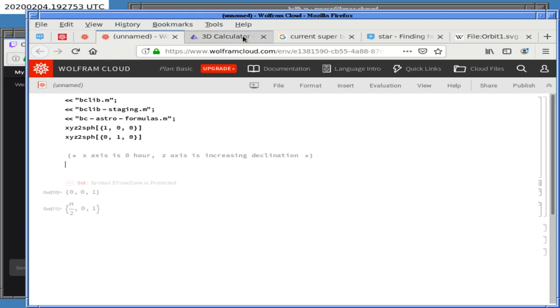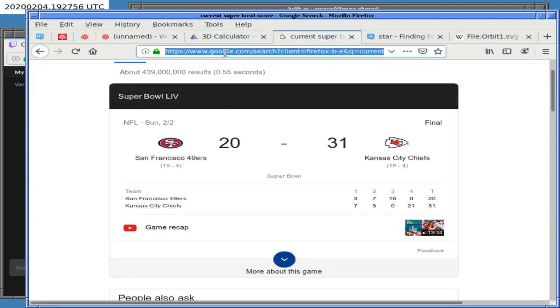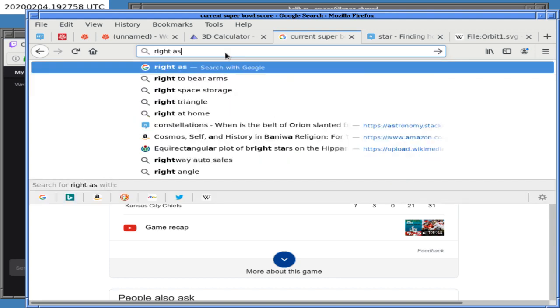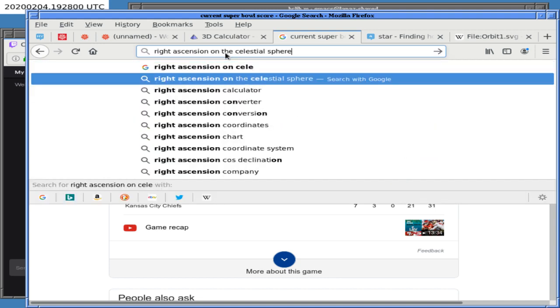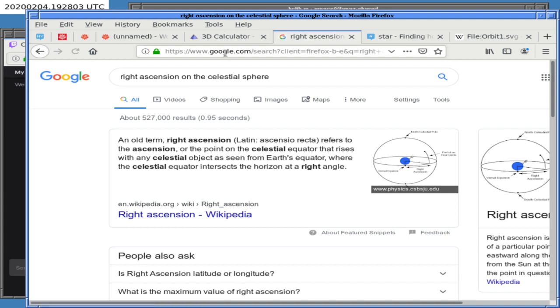The easiest way to check this would be using Stellarium, but I think I'm not quite up to that right now. So right ascension on the celestial sphere.